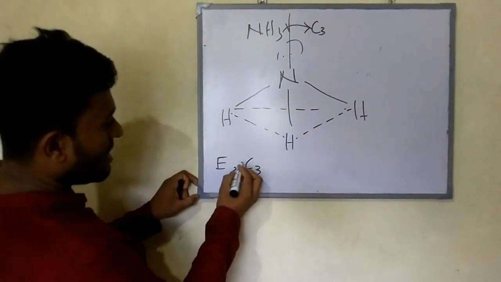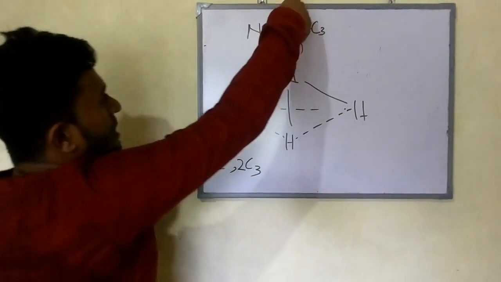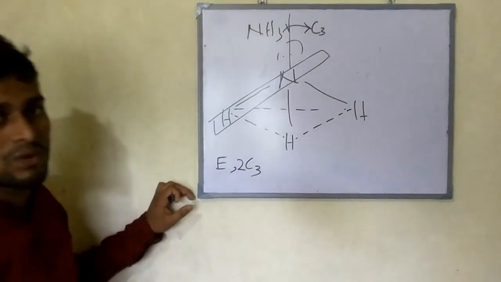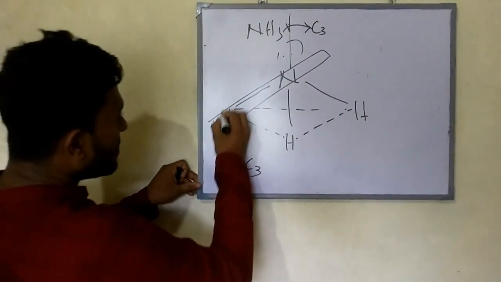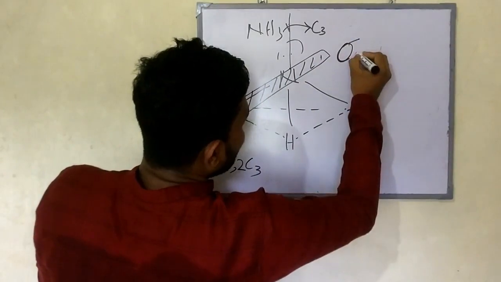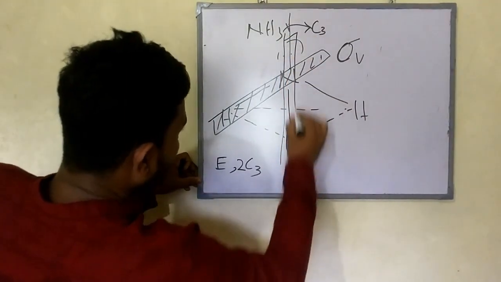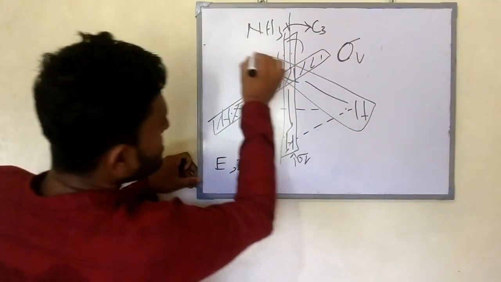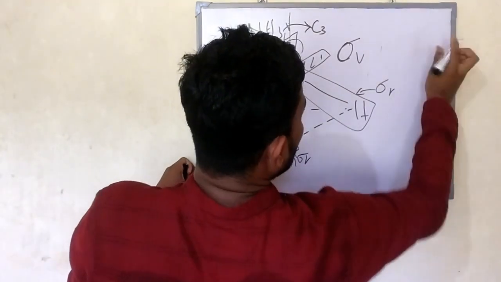If C3 is there, you won't write 2C3. Then if you rotate through this plane, this is just like the BF3 molecule. All these things are in a triangle, 120 degrees. So definitely you can take this sigma V axis also. Here one sigma V, this is another sigma V, and this is the other sigma V. Because in actuality, the molecule looks like this.